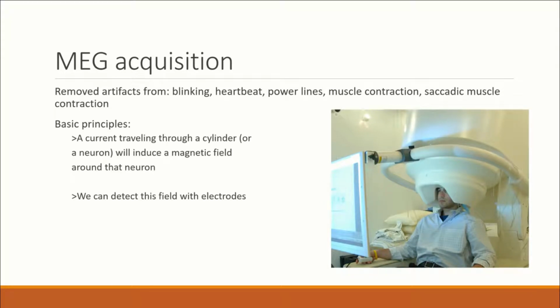Now the idea behind MEG is that a current traveling through a cylinder, such as an electrical wire or a neuron, will induce a magnetic field around the cylinder. Luckily for us, those teeny tiny magnetic fields, which are on the order of pico or femtoteslas, can be detected with the electrodes contained in the MEG. Additionally, and critically for this study, MEG is very temporally precise.